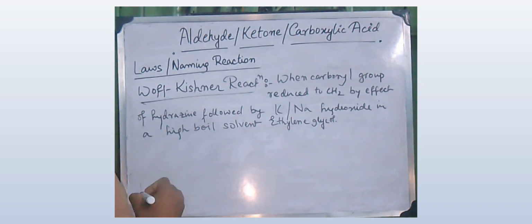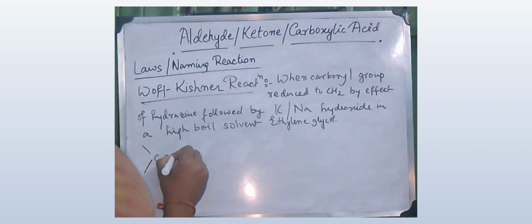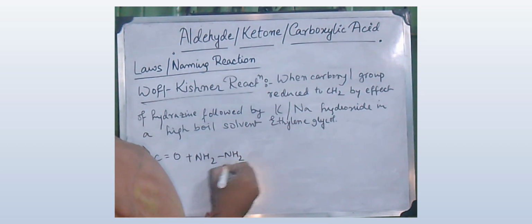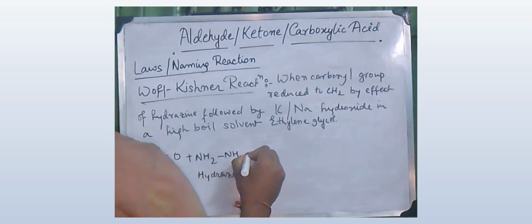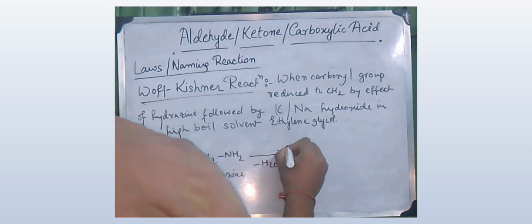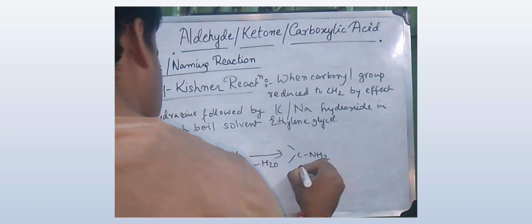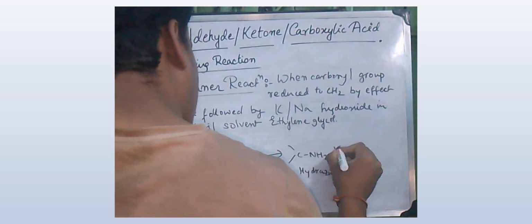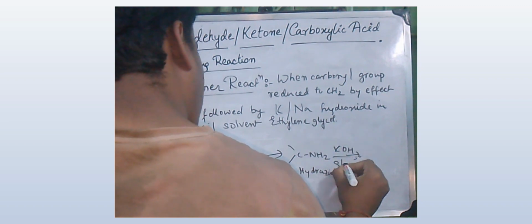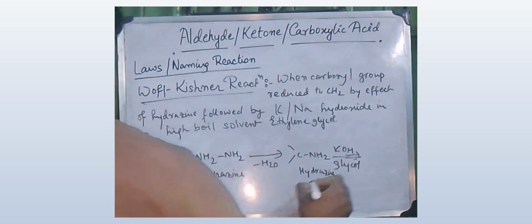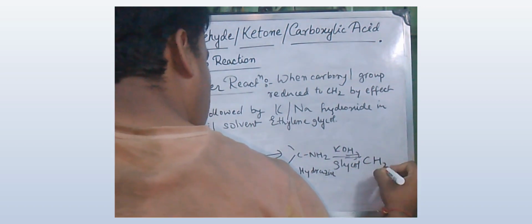So if we take a generalized equation for this, the carbonyl group when reacted with hydrazine, that is NH2-NH2, loses a water molecule and gives hydrazone, that is C double bond NNH2, which further reacts with sodium or potassium hydroxide and ethylene glycol to give CH2 group and nitrogen.